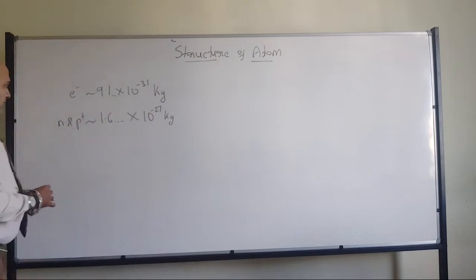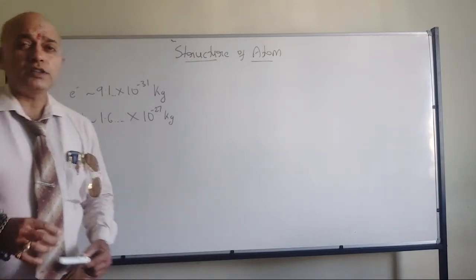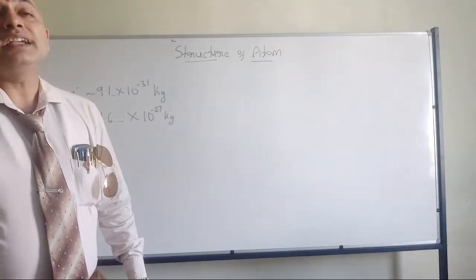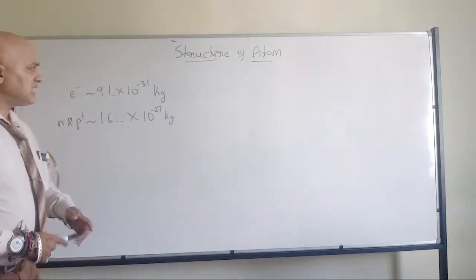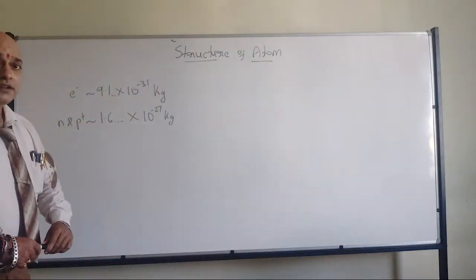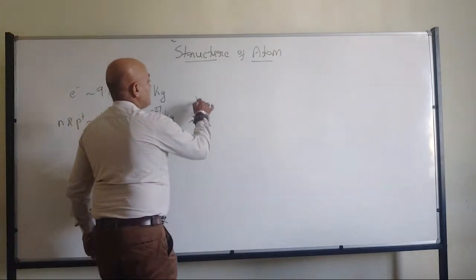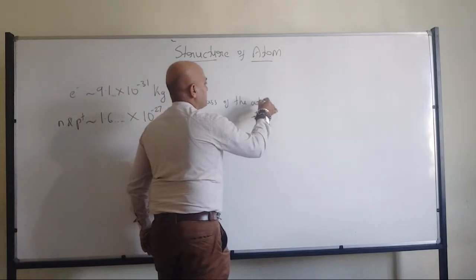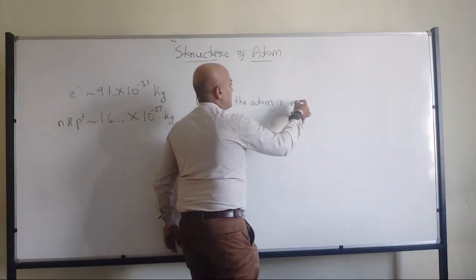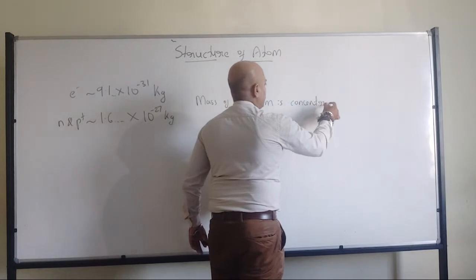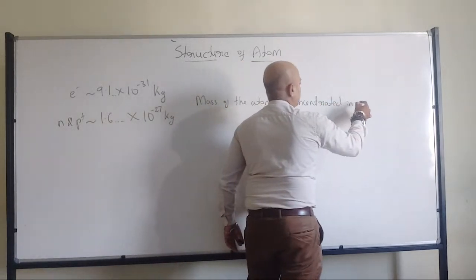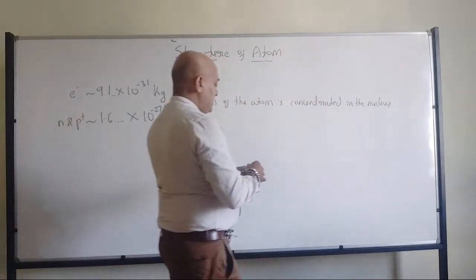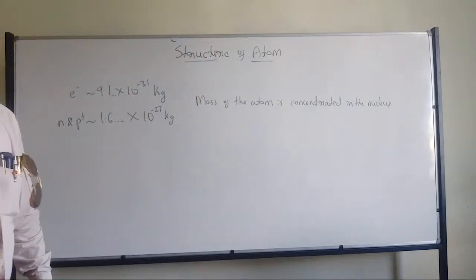Electron is this one. But compared to proton, neutron is slightly higher in weight. Okay? Otherwise they are almost the same. So therefore, please remember that the mass of the atom is concentrated in the nucleus. Please remember this one.